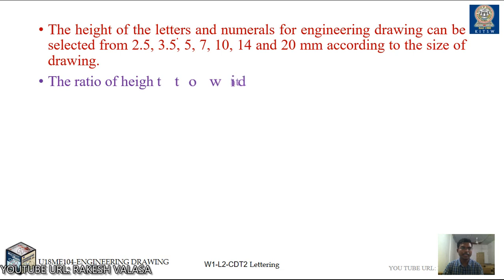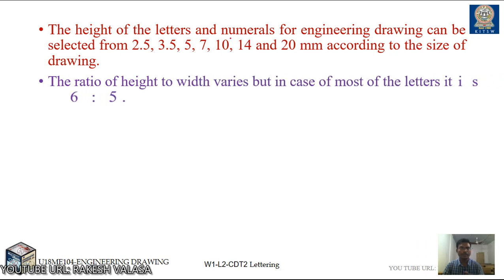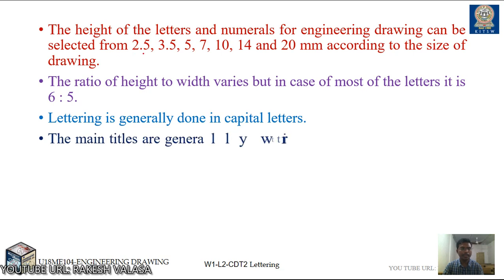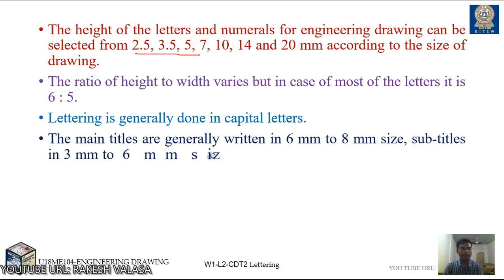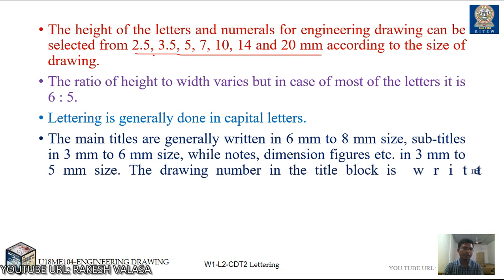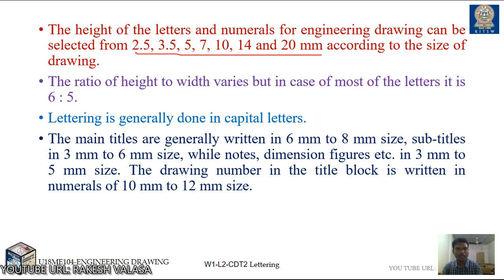The height of the letters and numerals for engineering drawing can be selected from 2.5, 3.5, 5, 7, 10, 14 and 20 mm according to the size of drawing. Already we have seen this height of letters in the previous tables, that is lettering A and lettering B tables. The ratio of height to width varies, but in case of most of the letters it should be 6:5.